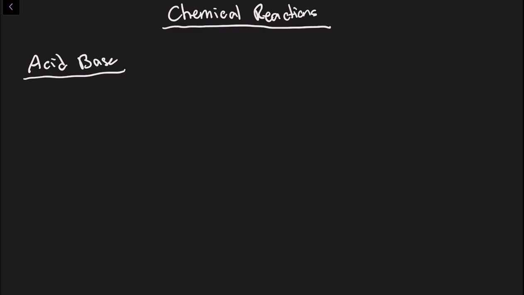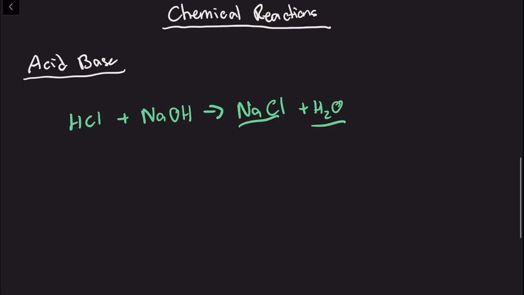So if we look at a monoprotic acid, if we have HCl, or hydrochloric acid, and we combine that with sodium hydroxide, what we're going to have is our double replacement. Our Na, our plus charge, goes with our Cl, the minus charge, and then our hydrogen goes with the hydroxide, giving us H2O. We have our water and our salt. Sodium chloride is just table salt.